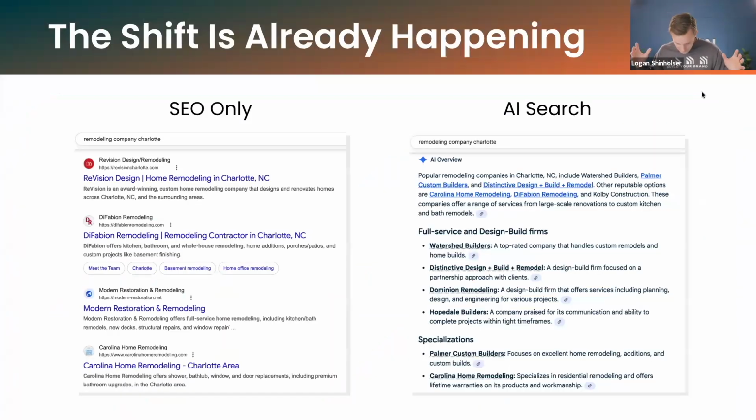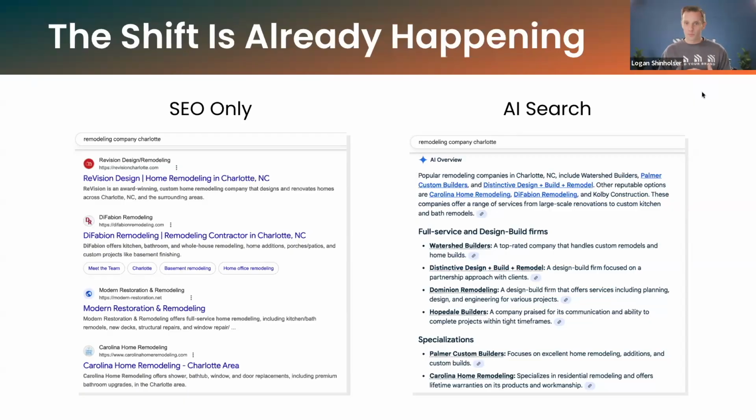Now, the big shift here, and what we're talking about today, is the shift is already happening when it comes to people using AI search. It's here. I don't think I have to convince you, if you're on this webinar, that AI is going to be a thing. You are here because you recognize that it's a thing. It's not going to slow down. It's really only going to continue to ramp up.